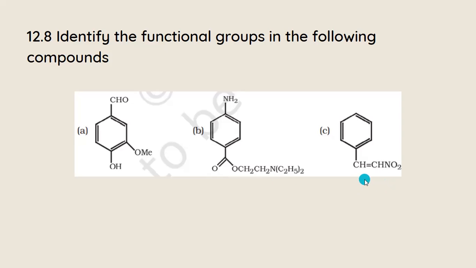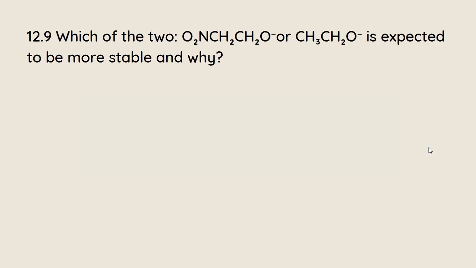Right. The last one is CH=CH-NO2. So you have, sorry, CH double bond CH, which means it's an alkene. And the NO2 means it's a nitro group.